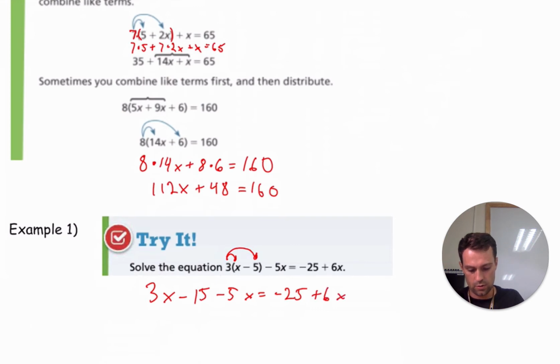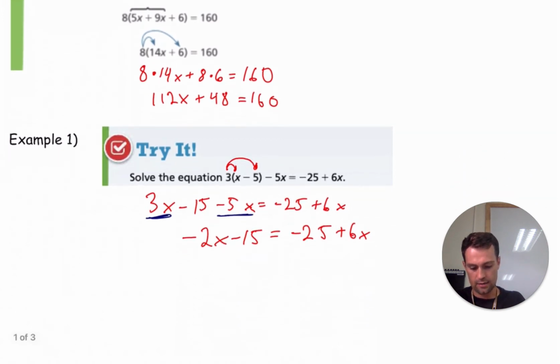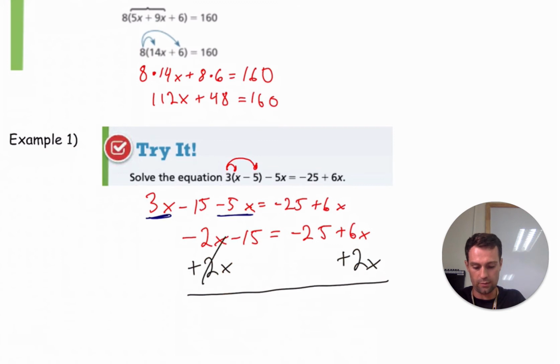Now we want to combine our like terms. So our like terms here would be 3x and negative 5x. So that gives us negative 2x minus 15 equals negative 25 plus 6x. Now we want to move the lighter load. So we will add 2x to both sides. This is how I need you to show your work, okay? If you don't show your work, you will not get full credit. Minus 15 equals negative 25 plus 8x.